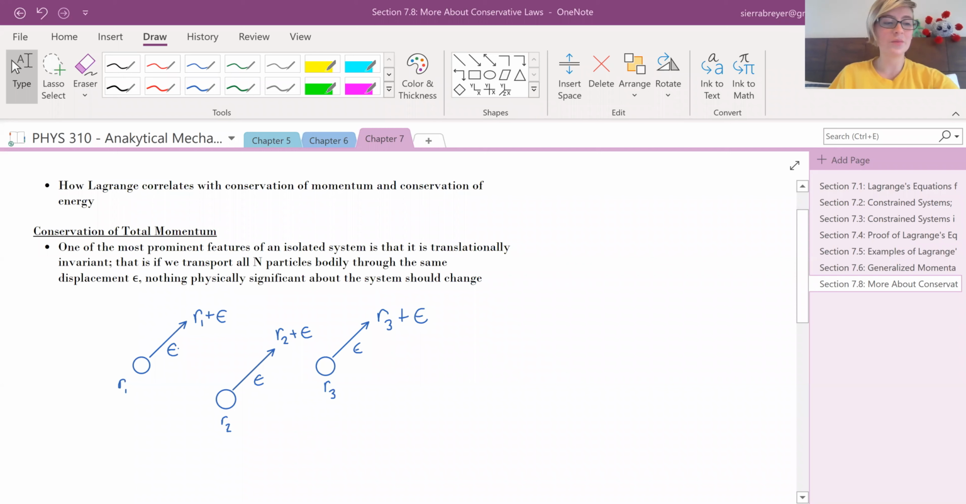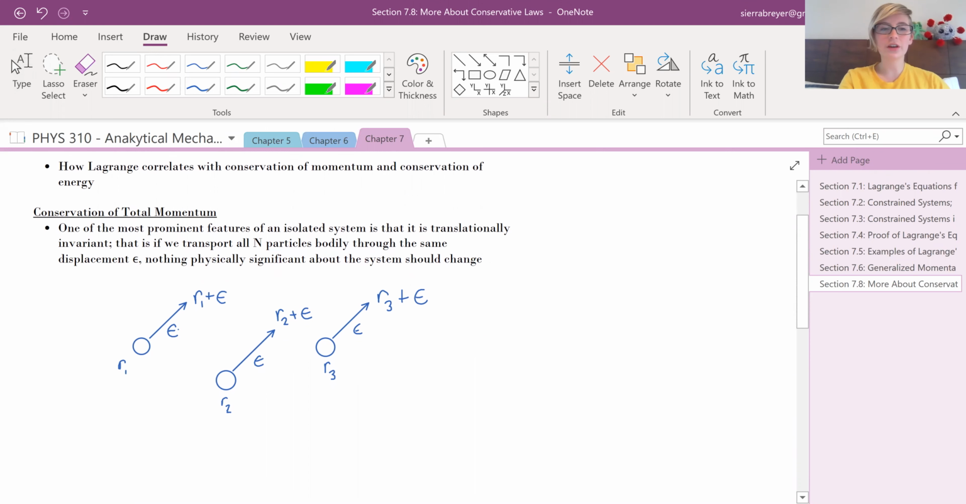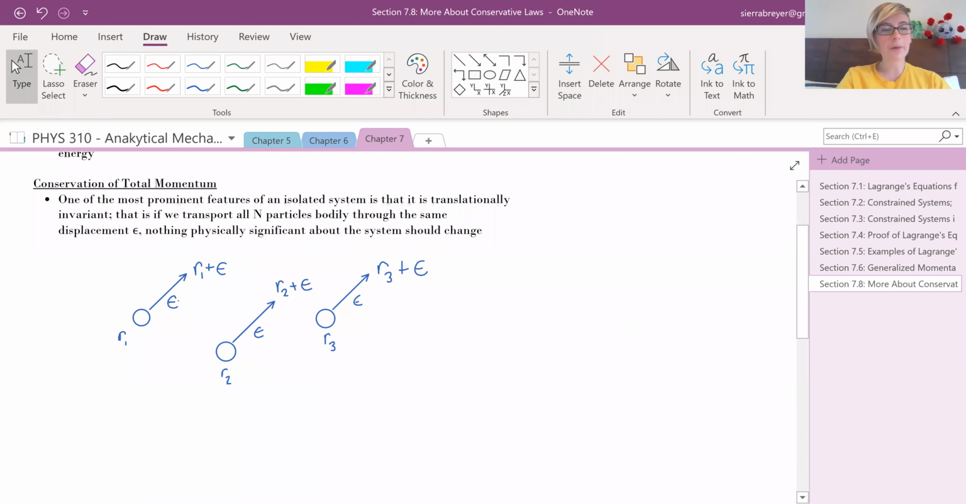All right, hey y'all. So we're going over section 7.8 now, which is more about conservation laws. So it goes over conservation of momentum and conservation of energy. We should go and take a look at that. All right, let's go. So this chapter goes over conservation of momentum and energy, and we're going to look at conservation of momentum first.